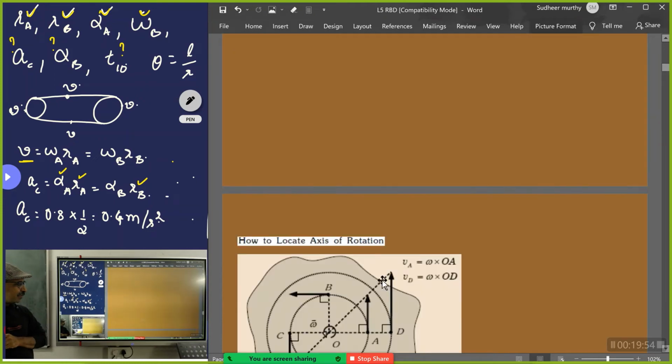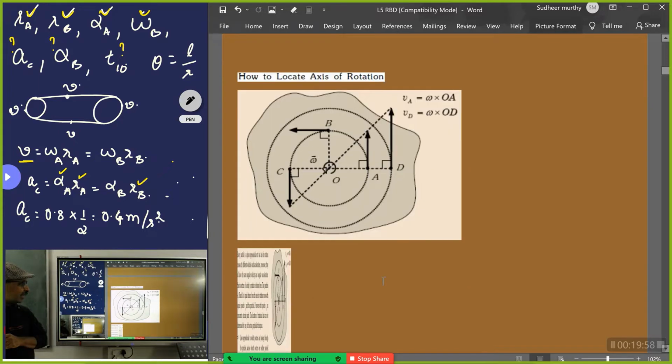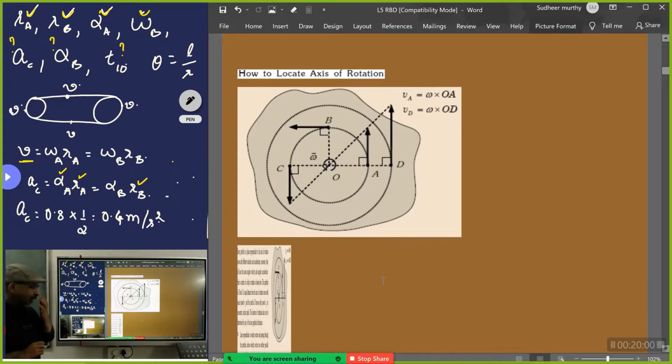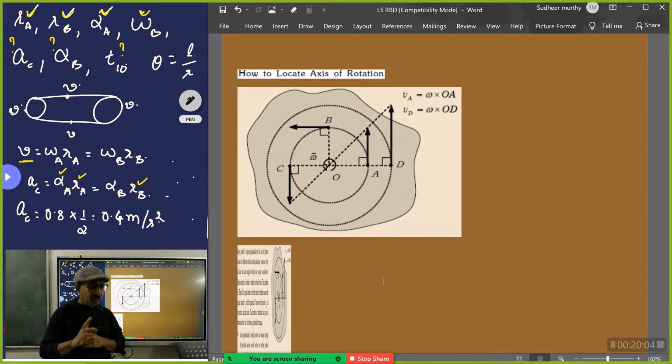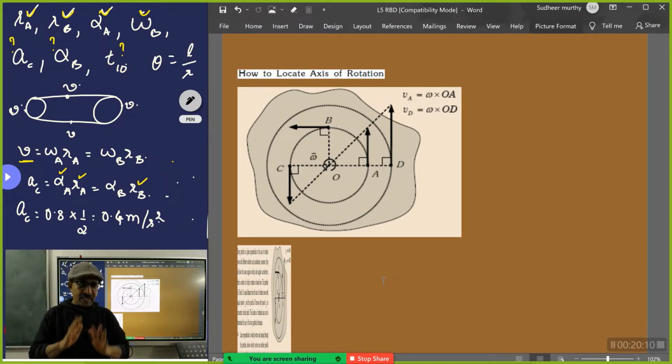But nevertheless. Now we will get into something very interesting. So now that a rigid body is rotating, for rotation we have to identify the axis of rotation. That is important.